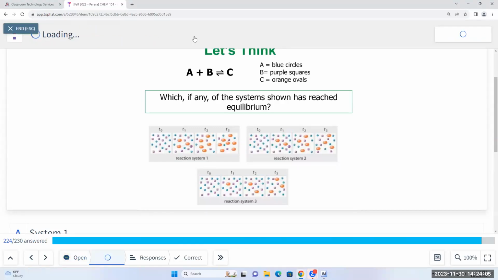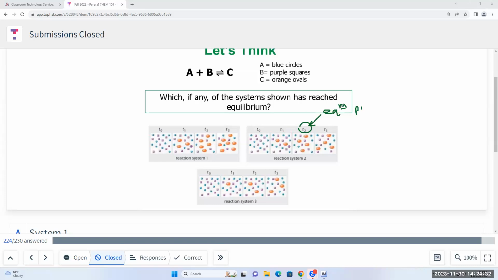When it comes to system 2, the concentrations of the products and reactants change up until T2. After T2, you see that the number of products is the same. After T2, it is not changing. So here we have achieved the equilibrium at this point. This is where we have achieved the equilibrium point.